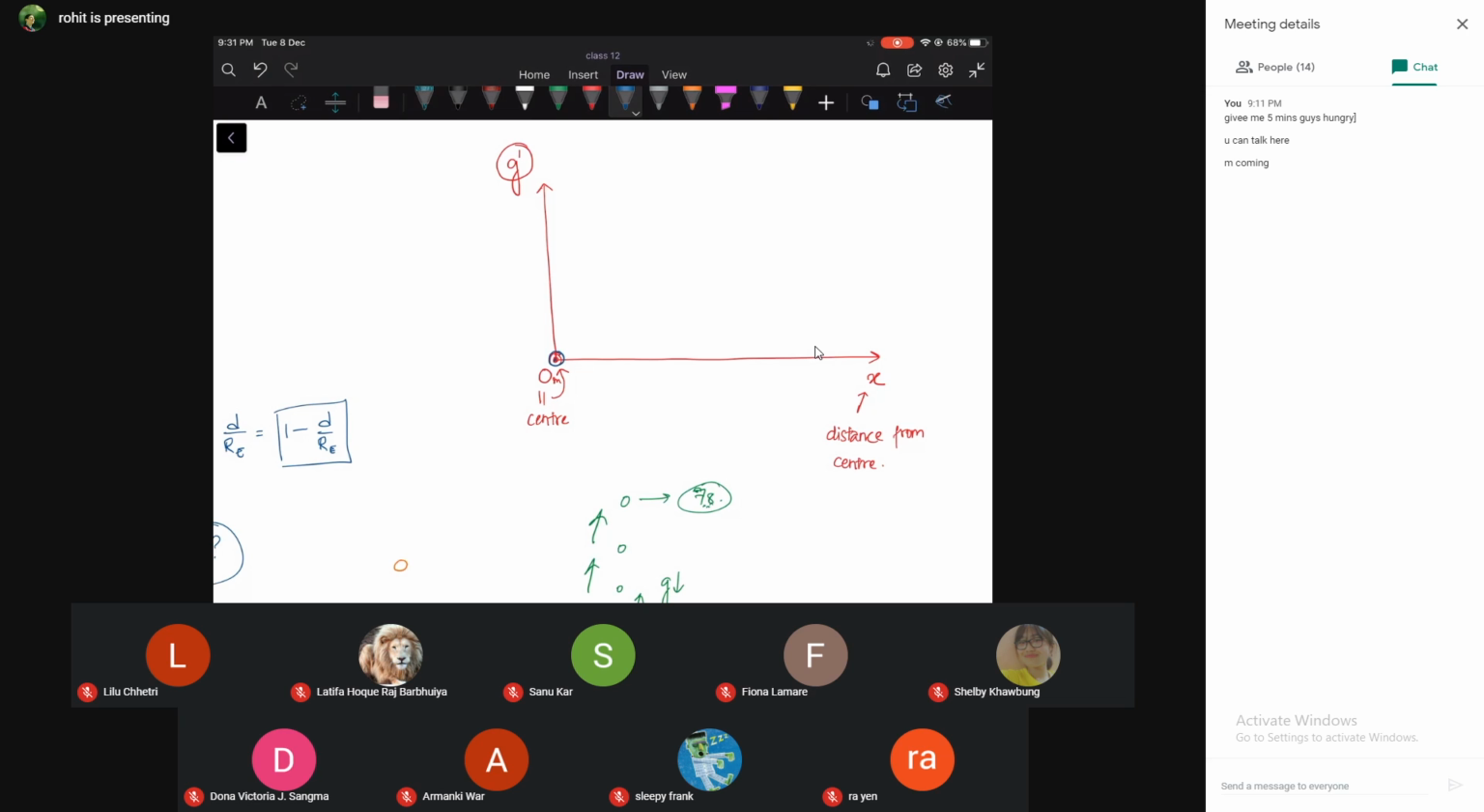Why will it start from here? Because the value of acceleration due to gravity at the center is 0. Just check at this point: at this point, I'm saying that the distance of the point is R_E. That means right now we are on the surface. Let me tell you what is going on.